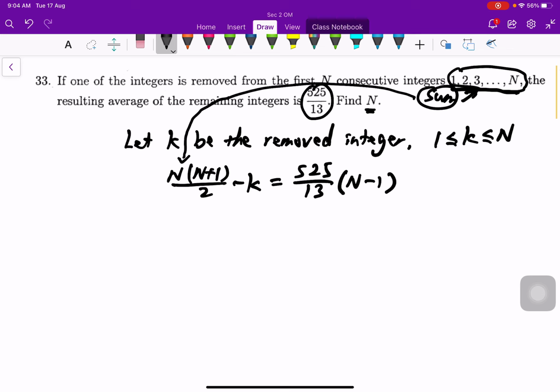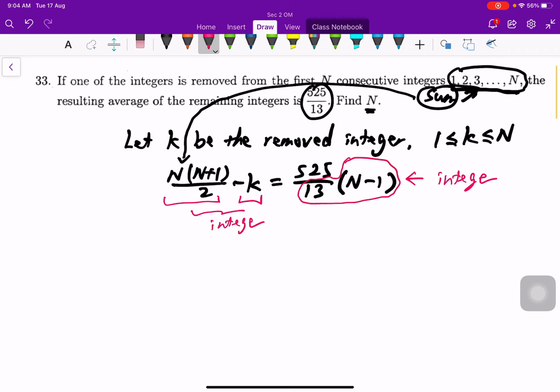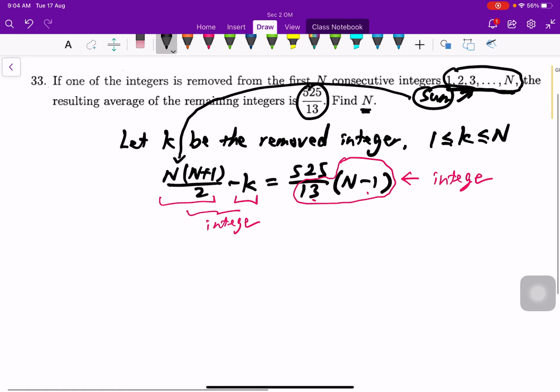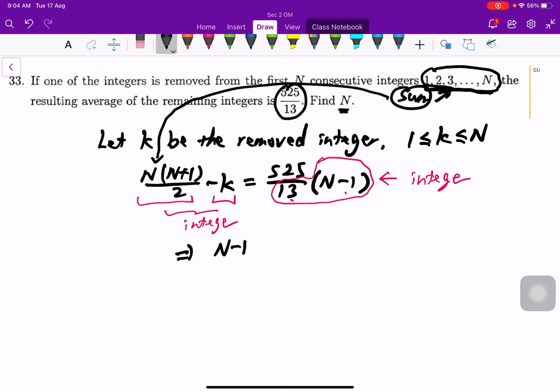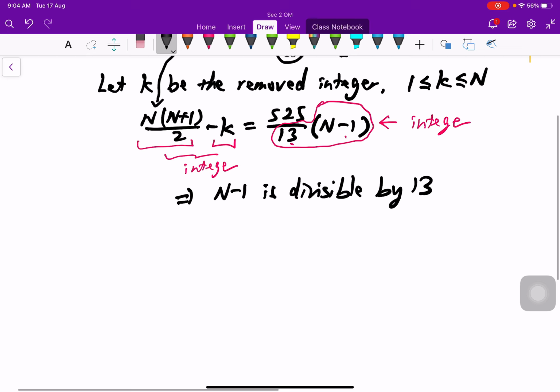Therefore, what does it mean? Take note, this is obviously an integer. This is an integer because this part is an integer, this is an integer, therefore the whole thing here is an integer. And in order for this to be an integer, isn't it that 13 must be a divisor of n minus 1? Therefore, we conclude that n minus 1 is divisible by 13. Can you see that? Then in this case, can we do a checking?